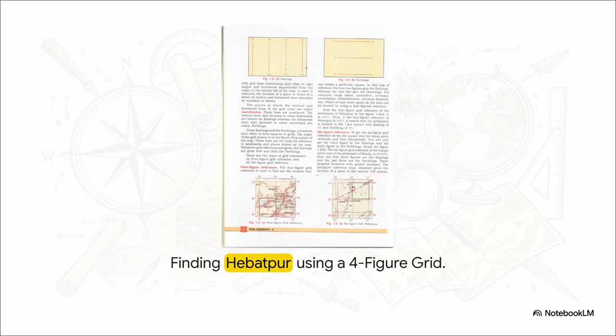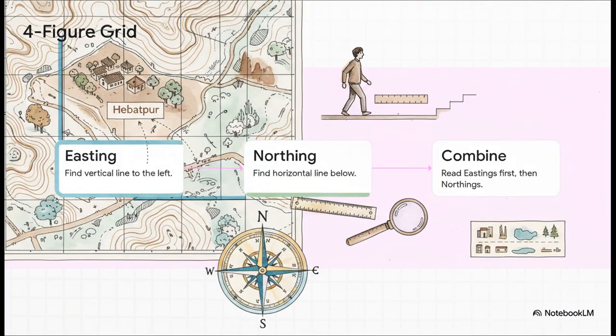Let's break down exactly how to do it. Here is the foolproof step-by-step process. First, you find your target object, in this case, the settlement of Hipatpur. Then, identify the vertical easting line immediately to the left of the object. Make a mental note of that specific number. Second, identify the horizontal northing line just below the object. Note that number too. Third, combine them. Just make sure to remember our golden rule. Walk along the corridor, then up the stairs. Eastings first, northings second. Doing this gives you the precise 1 kilometer square holding your target.